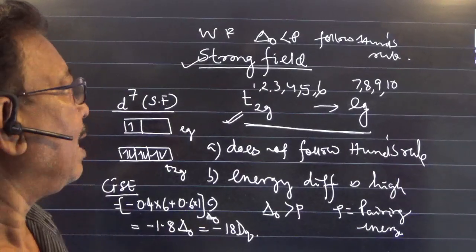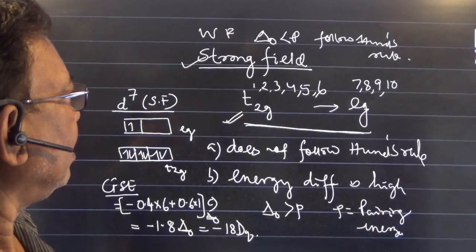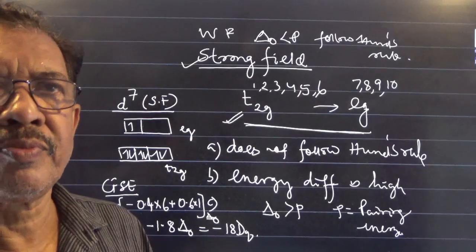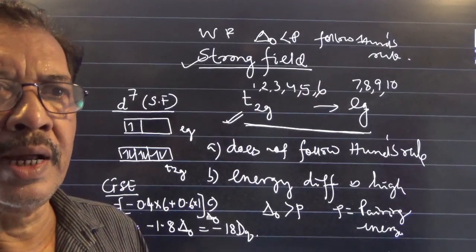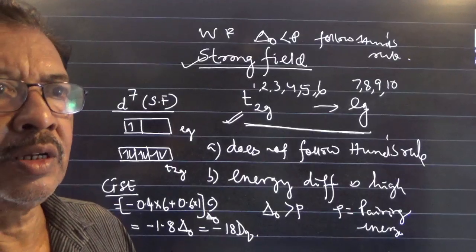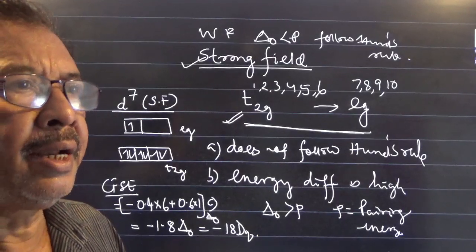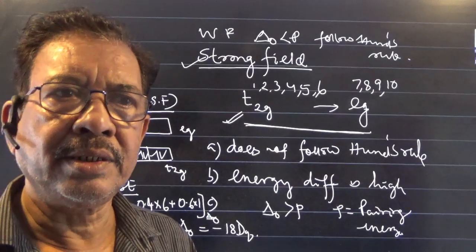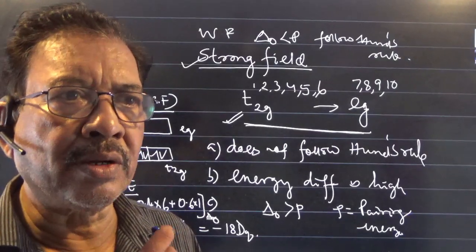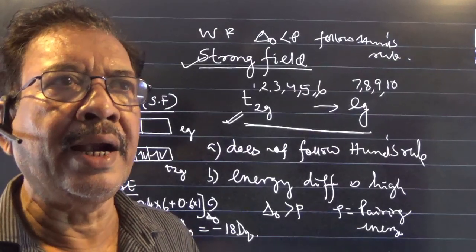Next class I will show the tetrahedral strong field and weak field on Wednesday. So tetrahedral strong field, weak field, and the stability constant, and that is the end of the chapter.